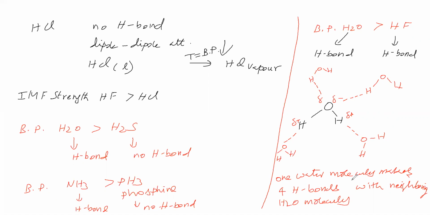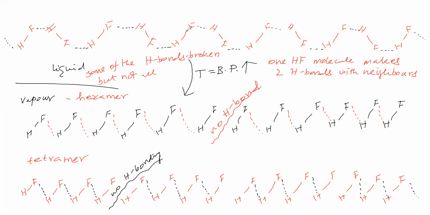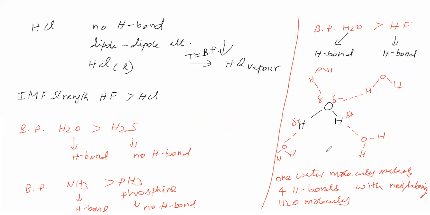Now, one water molecule makes four hydrogen bonds with the neighbors, and to convert liquid into vapor, all the hydrogen bonds we have to break in the case of water. In the case of HF, each HF molecule makes two hydrogen bonds. To convert liquid into vapor, we have to break some of the hydrogen bonds, but not all. Therefore, which requires more energy to convert liquid into vapor? No doubt water, but not HF. Therefore, the boiling point of water is greater than the boiling point of HF. Okay, so we have given a suitable explanation for this experimental fact.